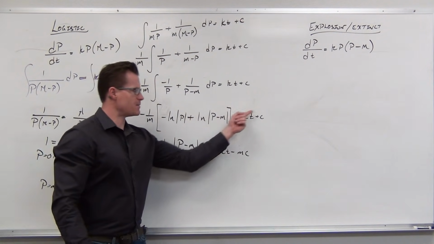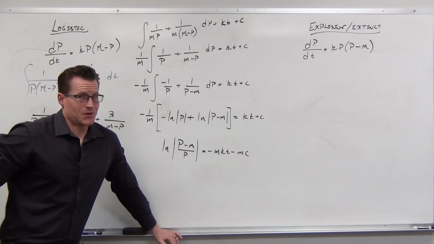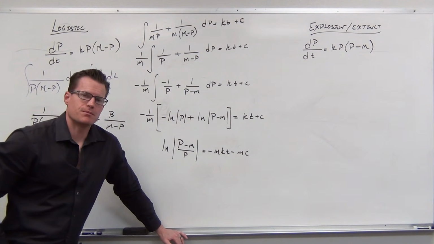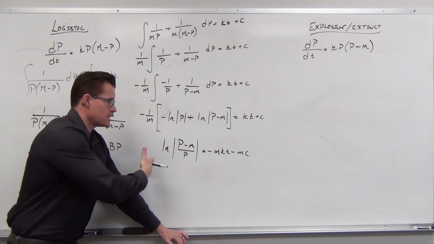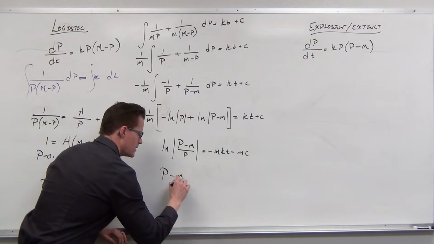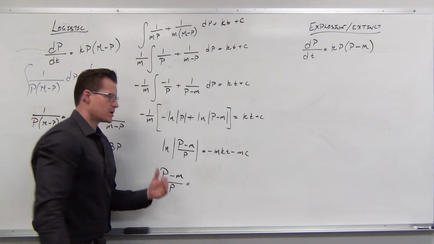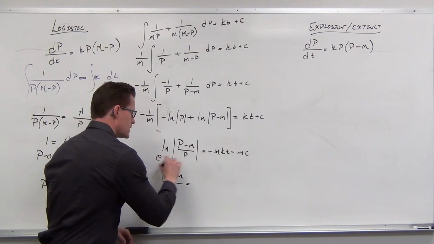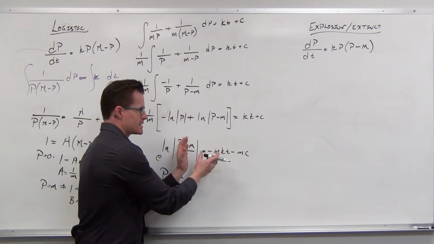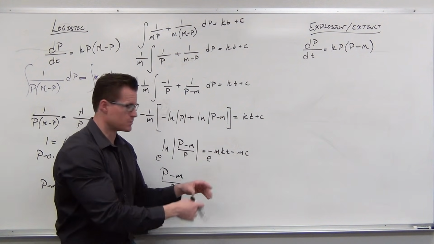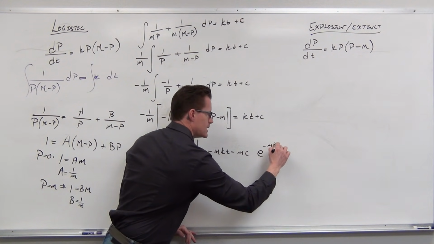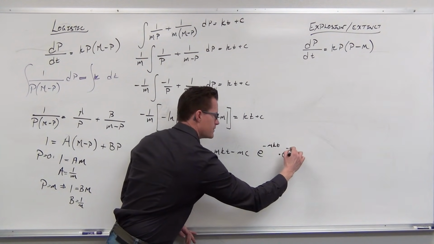And I've multiplied by m. I've also distributed. We're getting there. It looks nasty, but we're sort of getting there. Now we're going to make an exponential on both sides. So e raised to both of these as exponents is going to give us this, p minus m over p equals, I'm going to do a couple fancy things here. If I do e here and e here, do you remember that I can separate my exponent? I can take e to both of those terms, and this would give us e to the negative mkt times e to the negative mc.